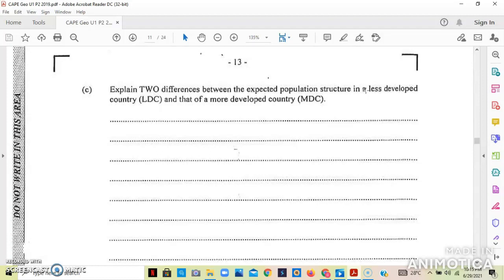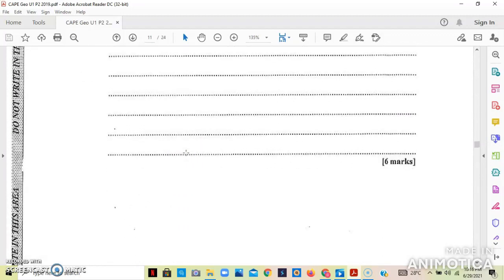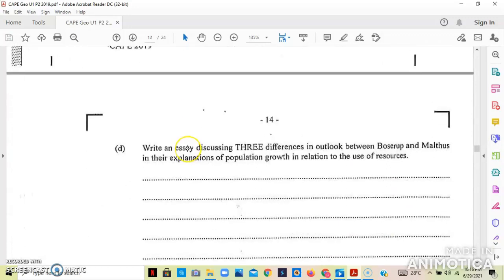However, MDCs usually have a very low birth rate, low death rate, a high life expectancy, and a medium to low fertility rate. All right, so once you're able to explain any two of these differences, then you should be able to get your marks. Let's look at part D.